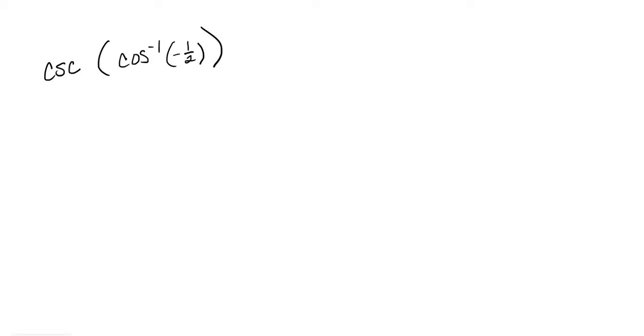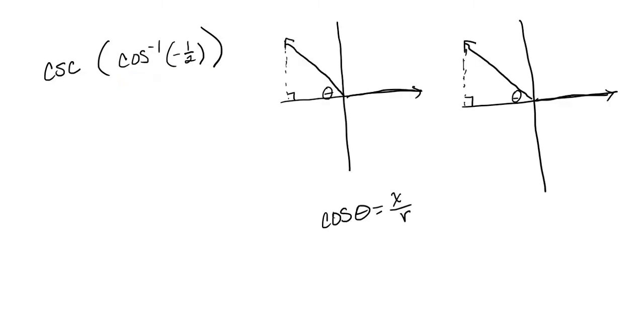In this problem, we're asked to use a sketch to evaluate the expression. I need to start off by evaluating the part that is highlighted in yellow. And I know that when I'm dealing with inverse cosine, I'm either in quadrants 1 or 2. And because my cosine is negative, I'm going to be in quadrant 2.